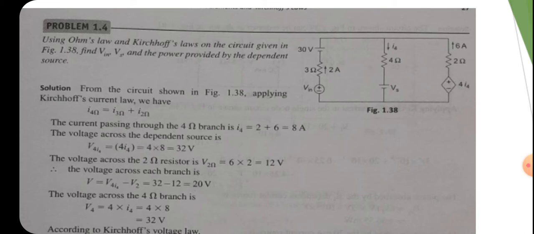Also, we can find the voltage across the 4 ohm branch. What is the voltage across the 4 ohm branch? That can be denoted as V4. We know that voltage is equal to current into resistance. Here the current I4 is equal to 8 ampere. So V4 will be equal to 4 into 8, that is equal to 32 volt.